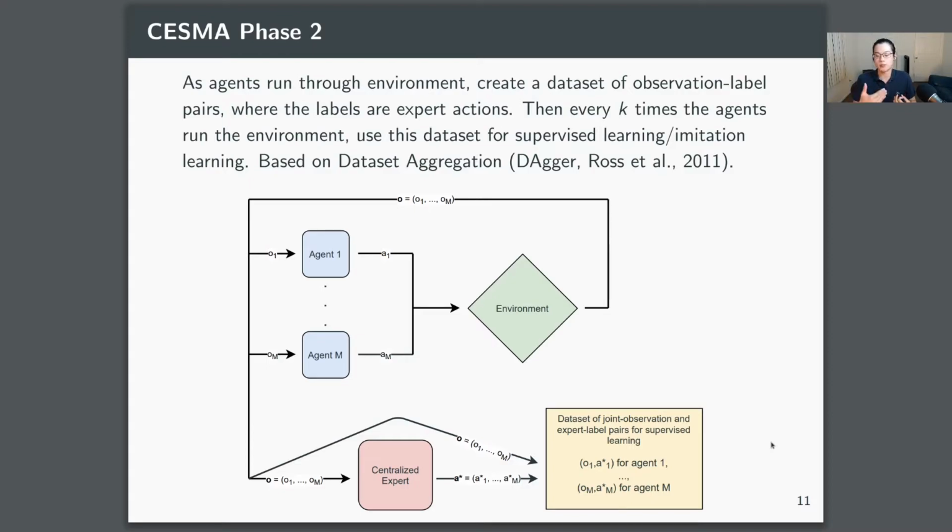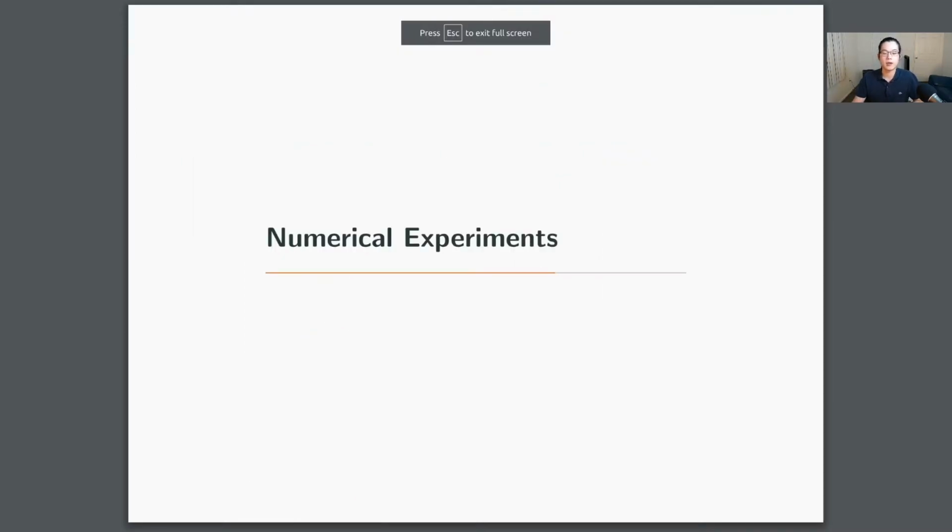And so the agent will just merely try to mimic the expert's advice, the expert action. And hopefully, if all goes well, you'll get decentralized agents that work just as well as the centralized expert, or close. Now I'll talk about the numerical experiments.